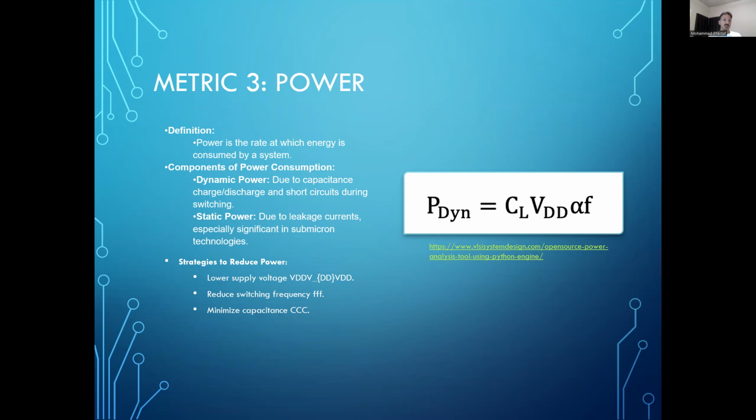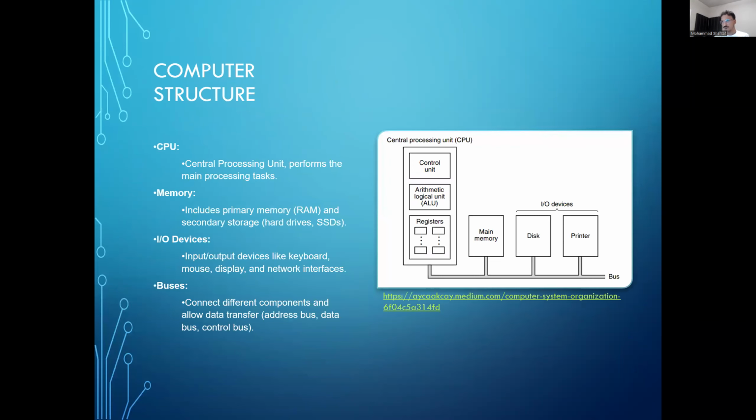And in this slide, we can see the equation over here on the side, and we can strategize the equation to either reduce power or increase power. For example, if we wanted to reduce power, we can decrease the voltage, and if we wanted to increase power, we can increase the voltage, and so as for the frequency and the capacitance in order to achieve a reduction in power or a gain in power.